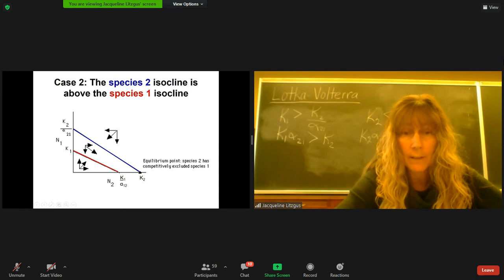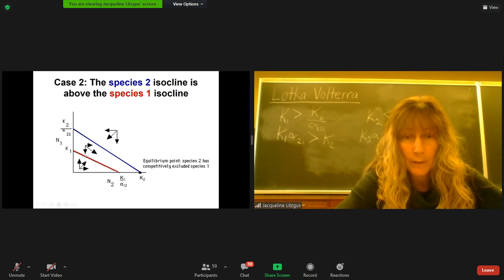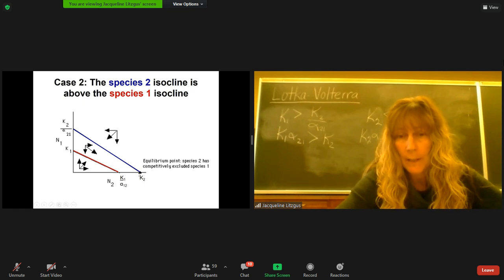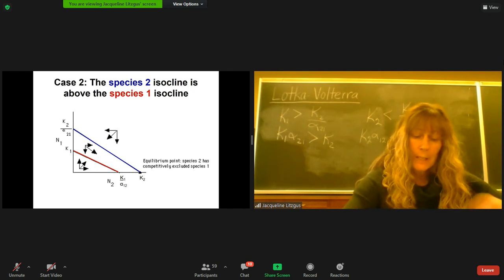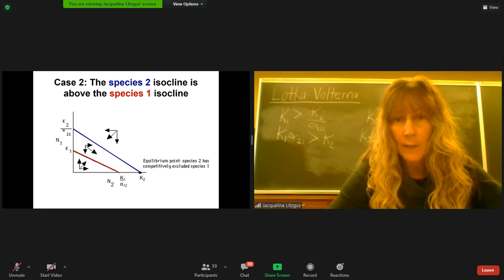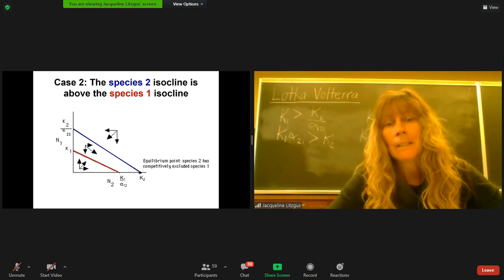Species one is competing the heck out of its resources, so species one decreases. The common vector then goes this way. If you send the common vector trajectories, you will head here towards the carrying capacity of species two, where species two competitively excludes species one. Now, based on what I told you from the last example of case one, where species one was above.